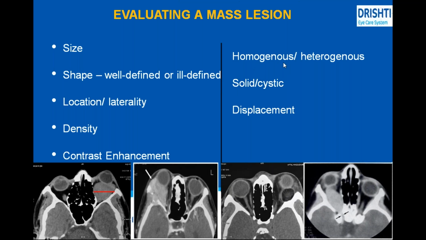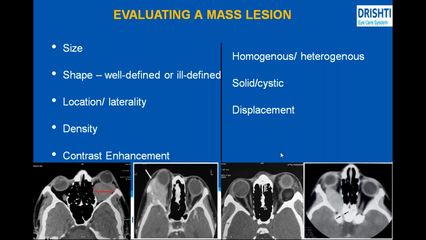Again, coming to homogeneous and heterogeneous. Homogeneous means all over the mass, the area is the same. Homogeneous means regular mass. But if you see the third picture, heterogeneous means a few areas are a little bit harder and other areas are cystic. So this is a heterogeneous mass. There are two components. It is not a regular mass. So homogeneous and heterogeneous, we need to understand. Homogeneous means it is a regular mass, but heterogeneous means there will be a mixed component, cystic mass and regular mass both.